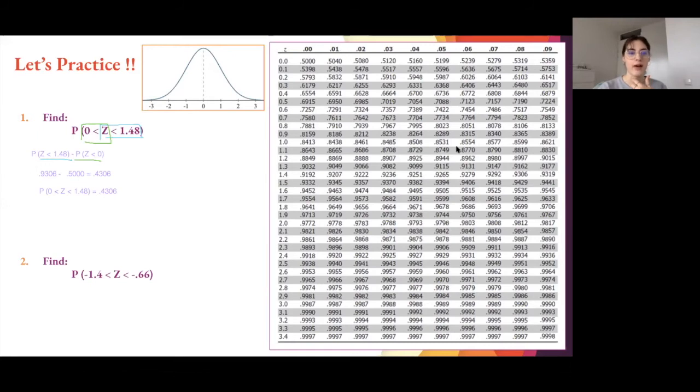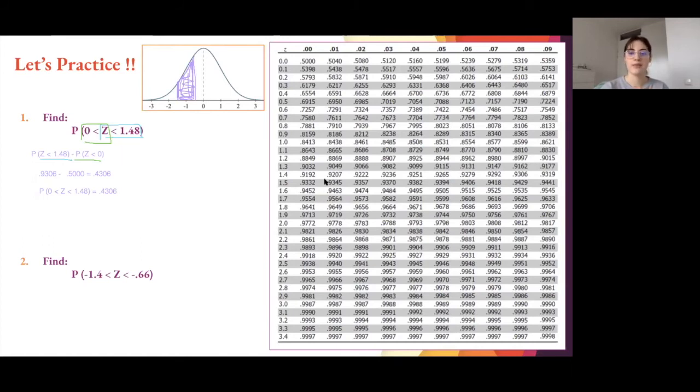So now let's first, as always, just draw it out and see what this looks like. So we have negative 1.4, which is probably somewhere over here, and negative 0.66, which is probably somewhere right there. So we're trying to find this purple area right here, this interval. So now that we've identified what interval we're trying to find, we also need to write it out.